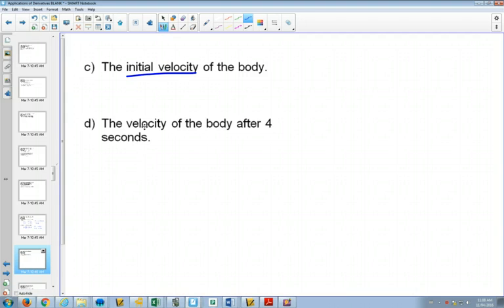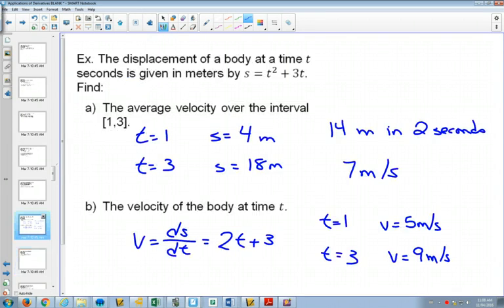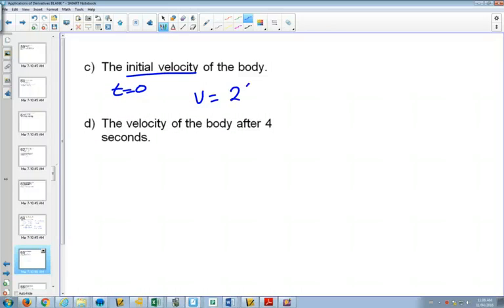We are going to get a lot of questions that ask about initial things. What was its initial velocity? What was its initial displacement? Anytime we're talking about something's initial, we're looking at when time is equal to 0. So when time is equal to 0 in our velocity equation, which we had before, 2t plus 3, plug in 0 for the time, and we find out that the initial velocity of this was 3 meters per second.